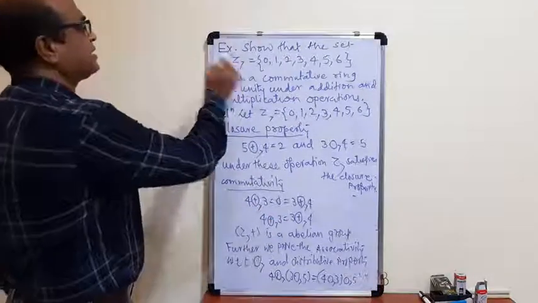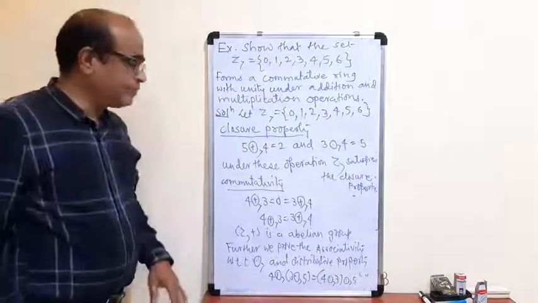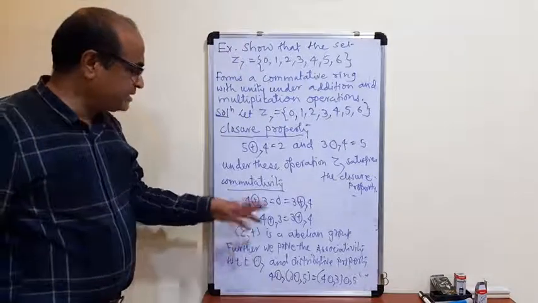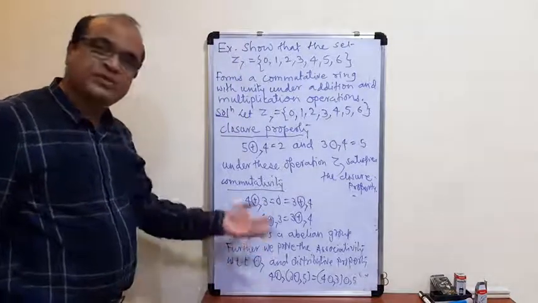Therefore Z7 is a ring, because (Z7, +) is an abelian group satisfying the associative property and the distributive property.